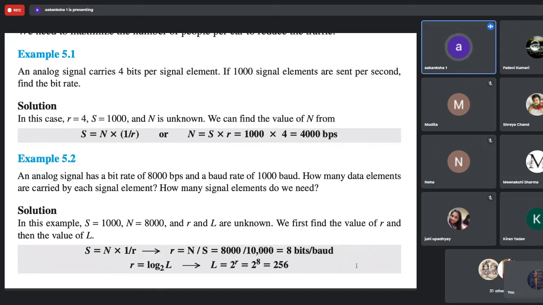Now the question does not stop here because it needs the L also, because you need to find how many signal elements are needed to do this. Now it will be 3. Yes, ma'am, because R is equal to log of... no, that won't be 3. Sorry, ma'am. Yes, it will be 2 raised to power 8.